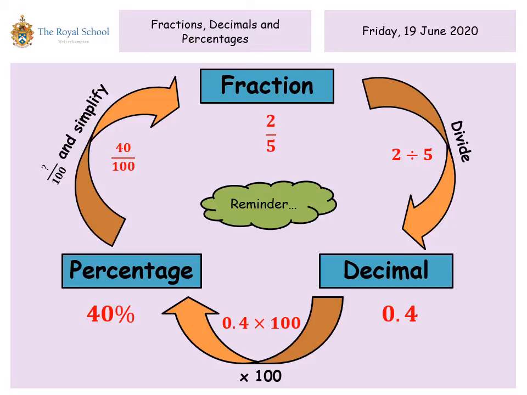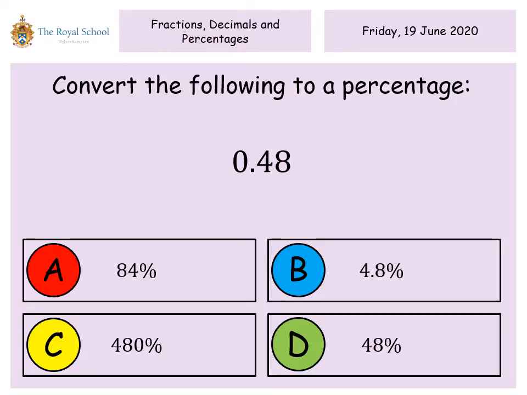So we're now going to have a go at quite a few multiple choice questions. So you'll need to pause the video once the question's been read out, have a go at the questions, and then we'll reveal the answers. So first one, convert the following to a percentage, 0.48. Again, pause the video until you've had a go at this. And the answer then should be D, 48%. We times that number by 100 to turn it into a percentage. So move the decimal place twice, and we get 48%.